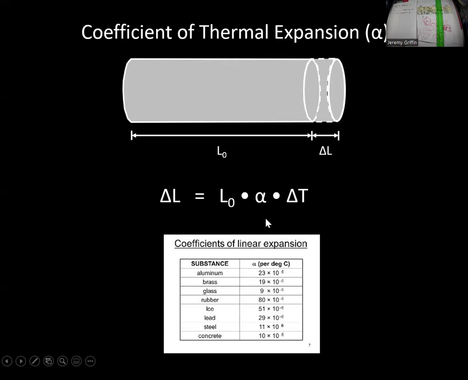You guys have seen alpha used in different contexts for different things before. I've used it for angles. You see it for angular acceleration. I mean, there's only so many letters to go around, including Greek letters, right? But in this context, it's coefficient of thermal expansion.